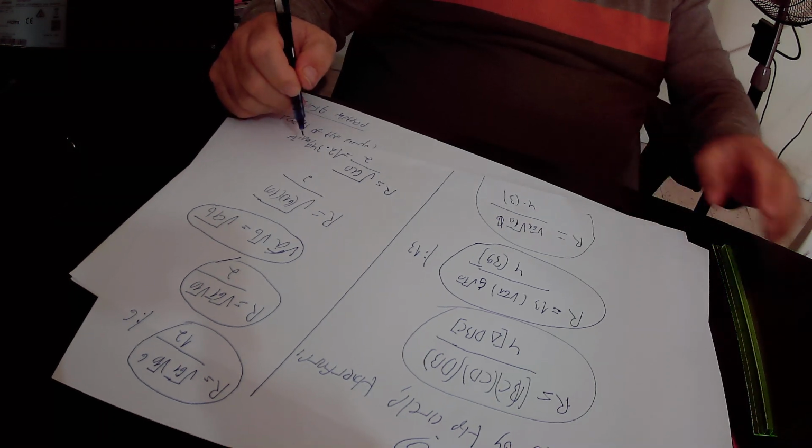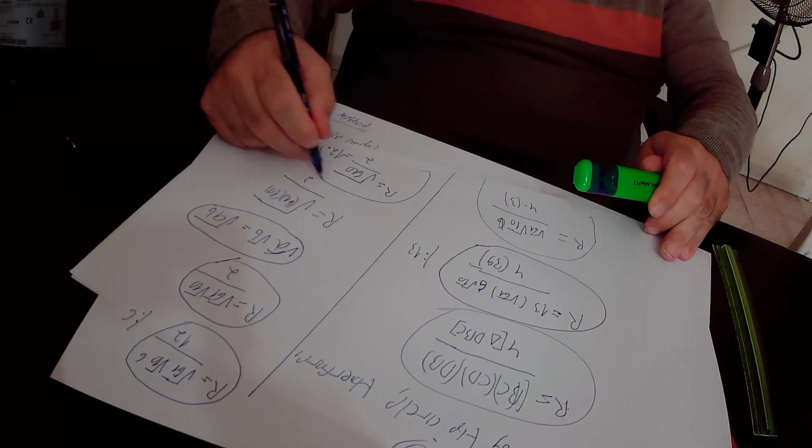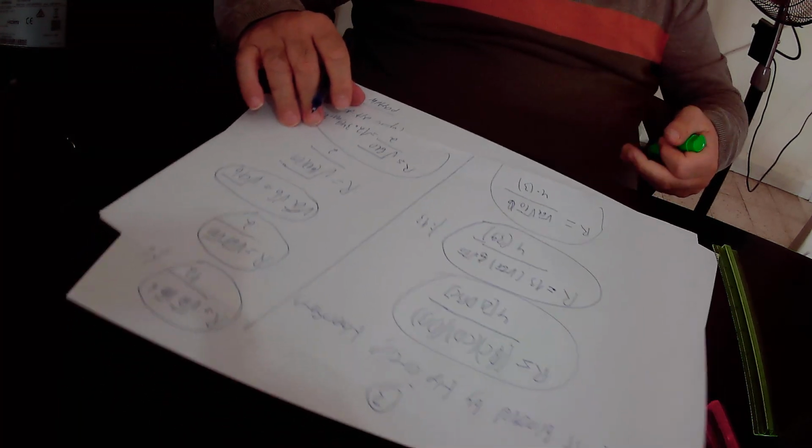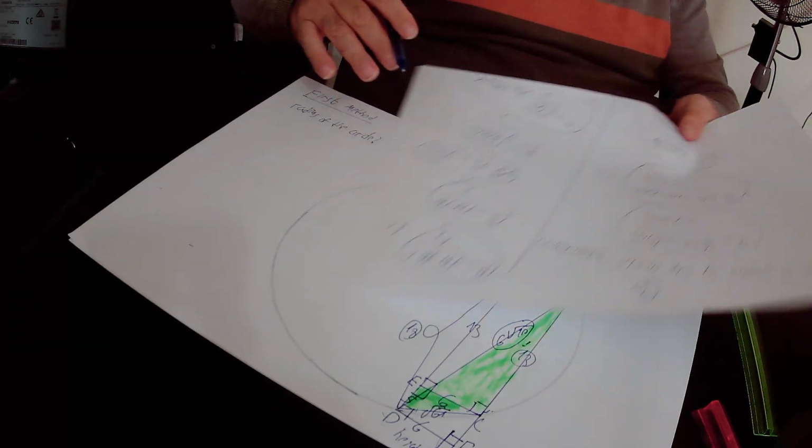So we finish with the first method. In the next step, I will present to you the second method to find out the radius of this circle.